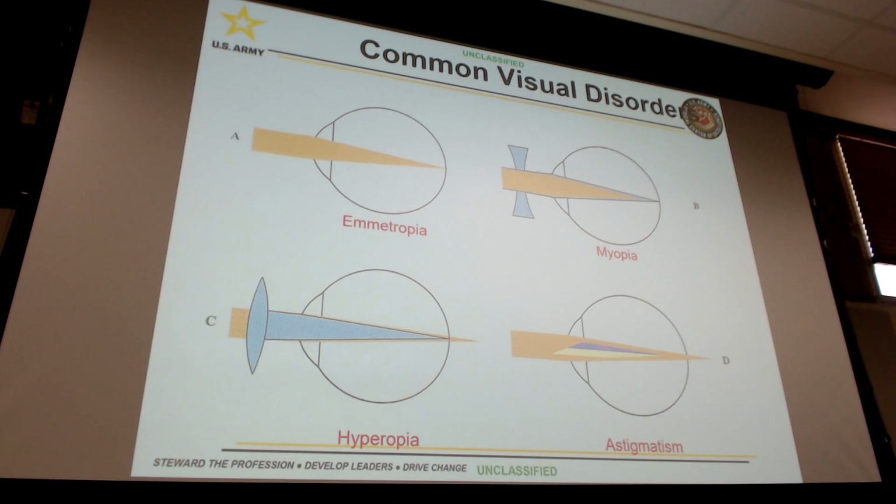Okay, this is what the light rays look like when they're in the eye. It's not a great chart, but the myopia in letter B here, the light rays are actually coming to a focus in front of the eye. So if you put glasses there, that will bring that light back to the retina. Okay, farsightedness, those light rays are focusing behind the retina, so you need glasses to bring them up more.